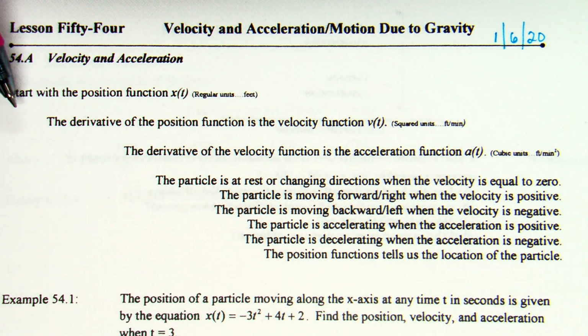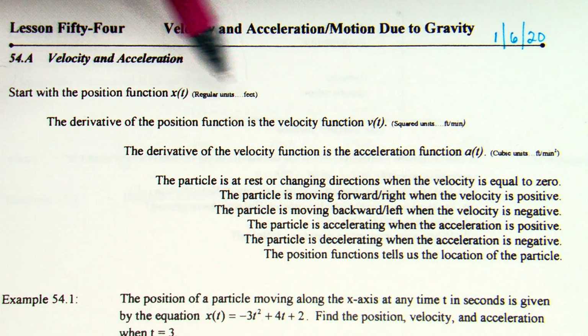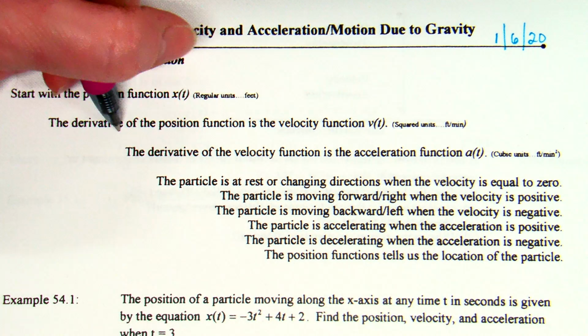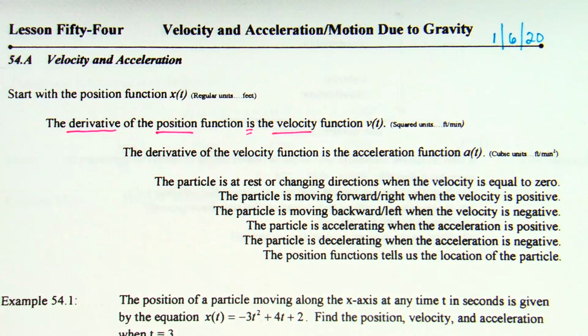Start with the position function, which sometimes you'll see as s of t. Here it's x of t. If it's position, this is just regular measurement, for example, feet. Notice what it says: the derivative of the position function is velocity.